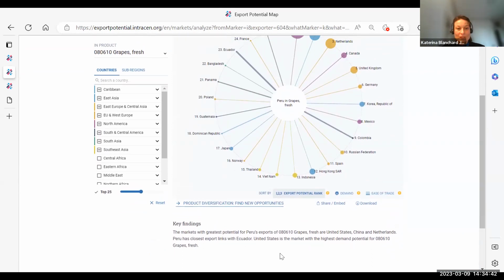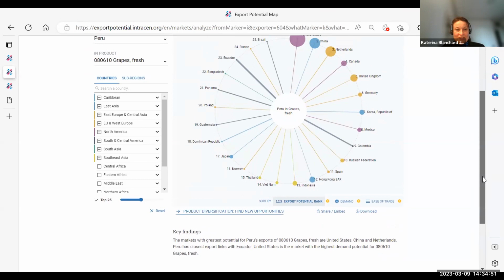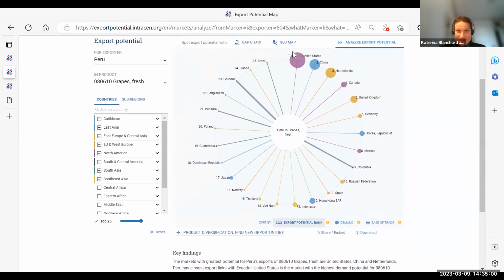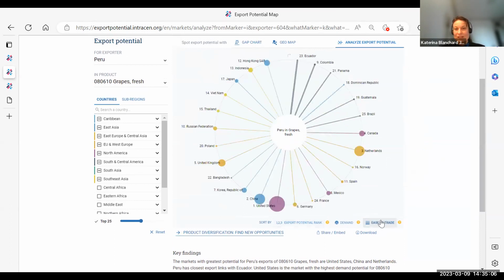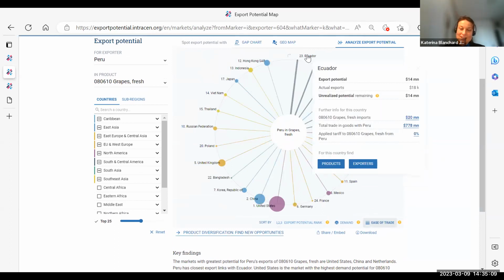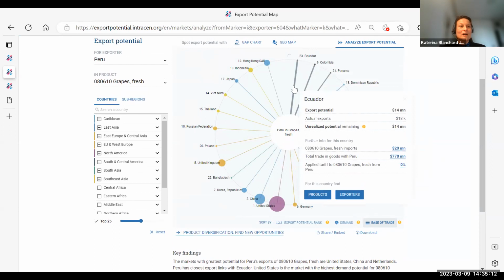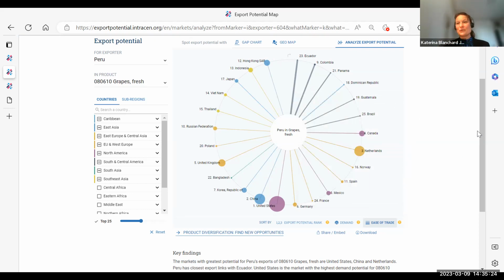So our key finding is that the markets with greatest potential are again the United States, China, and the Netherlands. Now, the description says that Peru has closest export links with Ecuador, and the United States is the market with the highest demand potential. That is what we see here. Demand is illustrated by this bubble. If you want to see the ease of trade, we click on this icon, and we indeed see that the easiest trade for Peruvian exporters would be the trade with Ecuador, for obvious reasons: proximity, common language, etc. So this is also the way we can analyze.